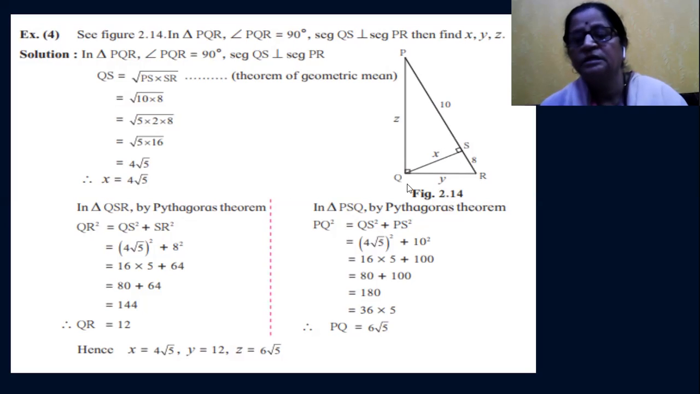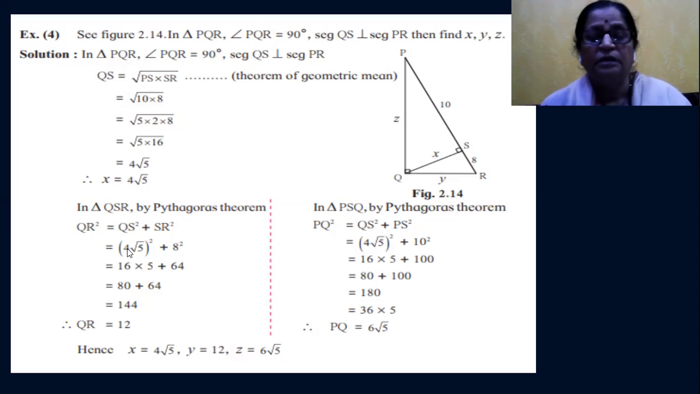QSR in this QR is a hypotenuse. So that QR square is equal to QS square plus SR square. Here we have QS value, that is 4 square root 5, so we put the value here: 4 square root 5 squared, and SR square is 8 square.